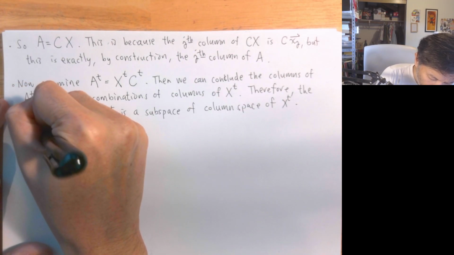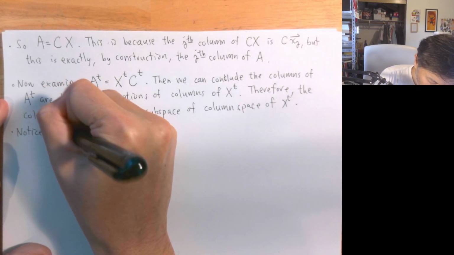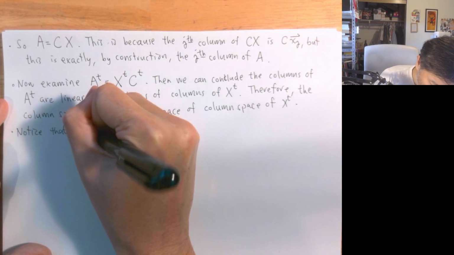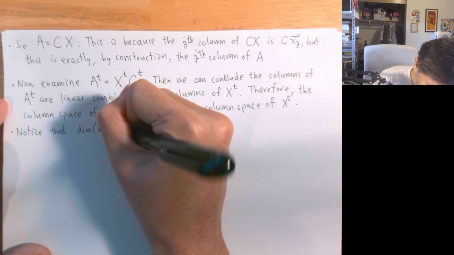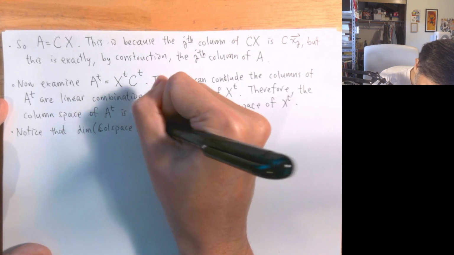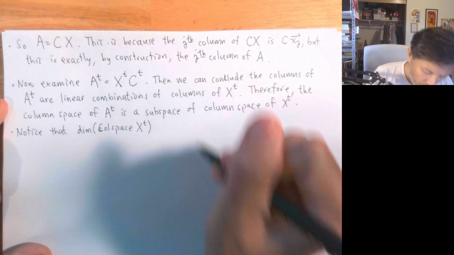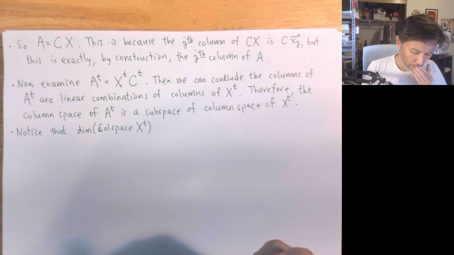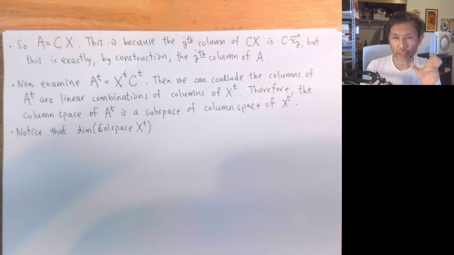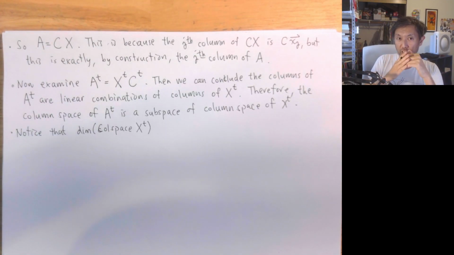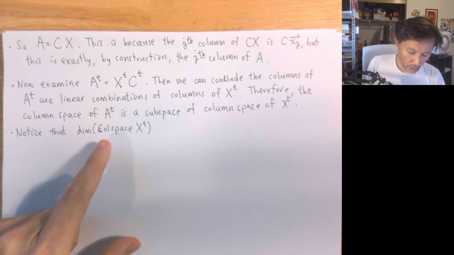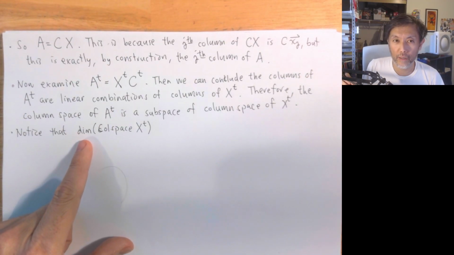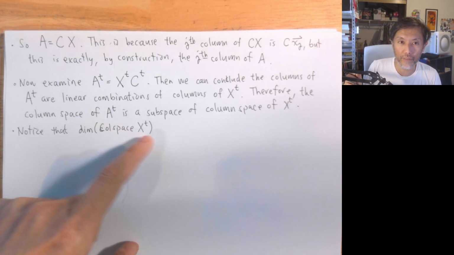Notice, though, that the dimension of the column space of X transpose, remember that's the span of the columns of X transpose. So this dimension can't be bigger than the number of columns of X transpose.